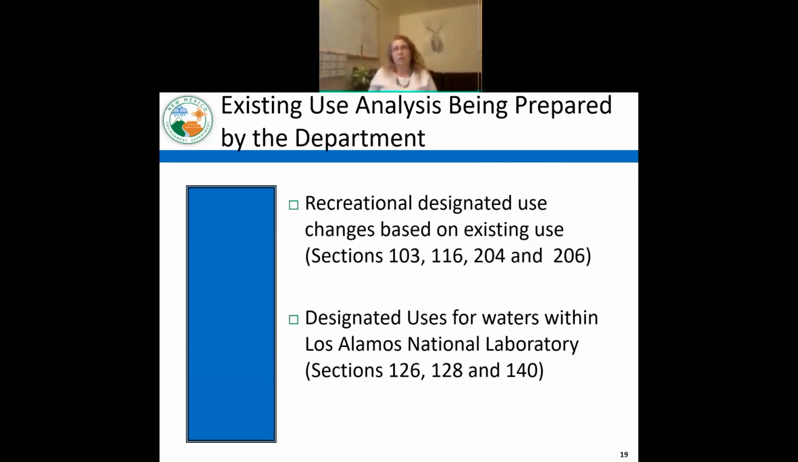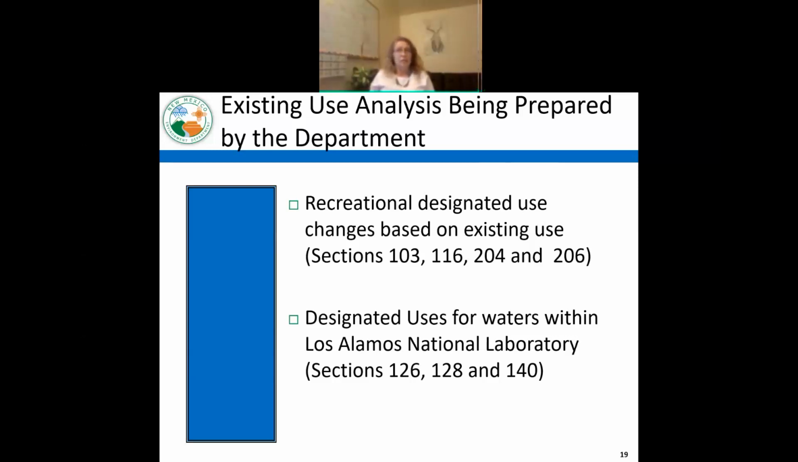So the first existing use analysis is evaluating several tributaries that currently have a secondary contact recreational use. There's evidence demonstrating at least some of these waters have an existing use supporting primary contact. Some of you may remember a similar amendment was taken before the Commission during the last triennial review. However, the Commission determined there was not sufficient evidence to demonstrate the water quality supported the use. Since that time, the department has developed a comprehensive existing use analysis to provide the evidence needed to amend the designated recreational uses for some of these tributaries.